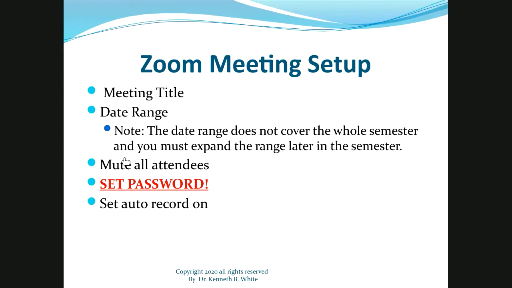Another thing to remember is mute all your attendance. You can do that when you're setting up the meeting for the whole semester, the whole date range, because if you don't, people are going to be coming in. If they have kids in their room coming in and out, you'll have that as background noise. If you have people with their husband walking by asking a question, whatever, mute it.